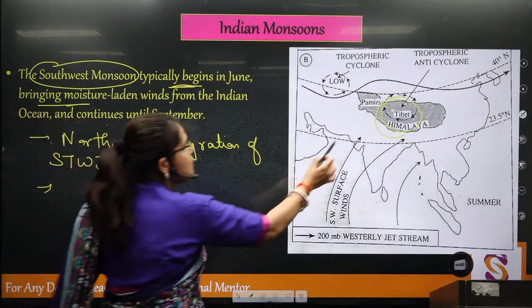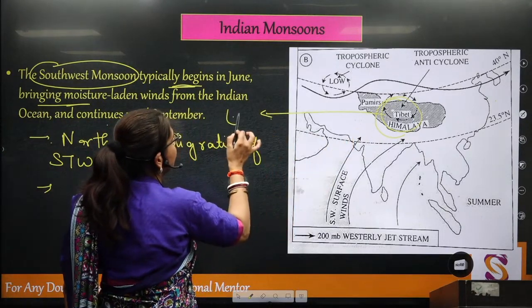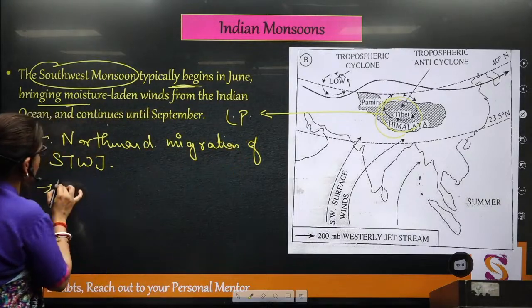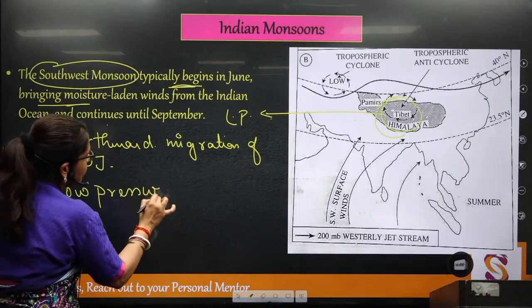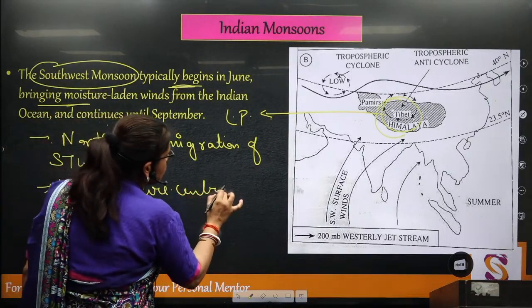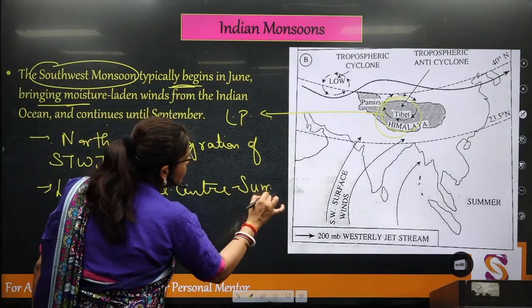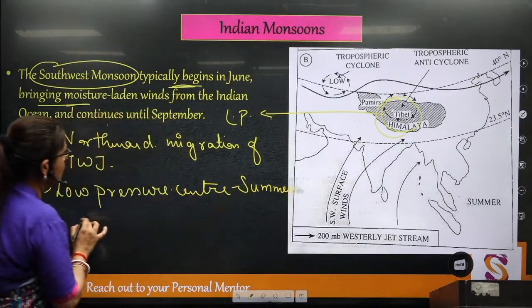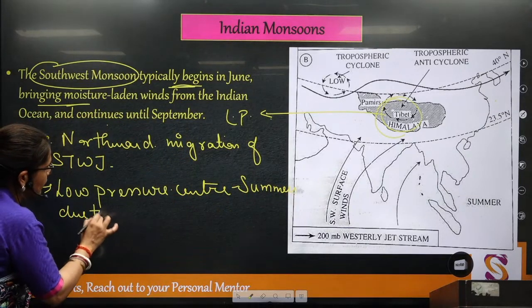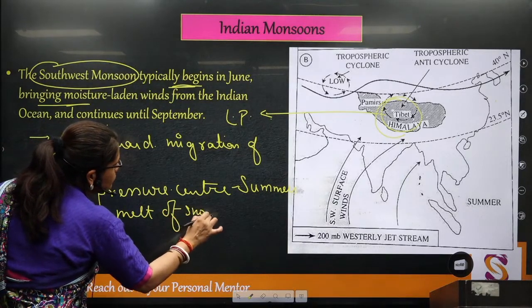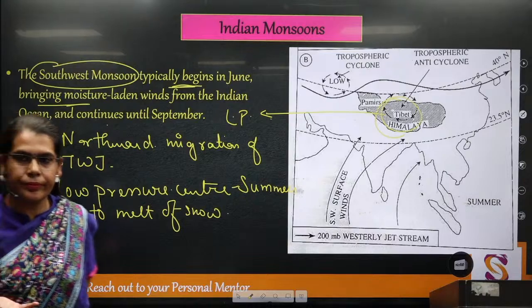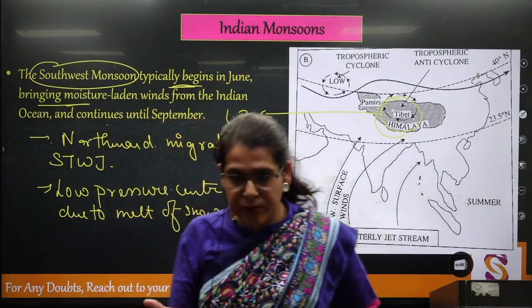So this becomes a low pressure center. Very important. So this becomes a low pressure center in the summers, due to melt of the snow. Clear हो गया एकदम? Now second condition is also developed.